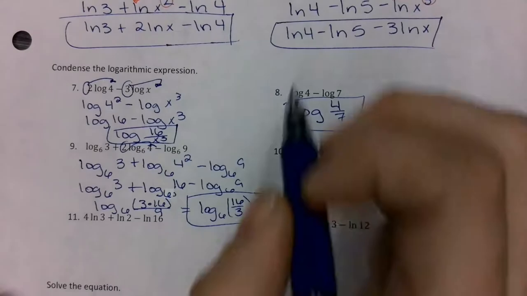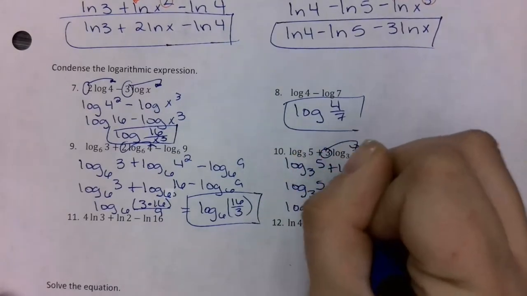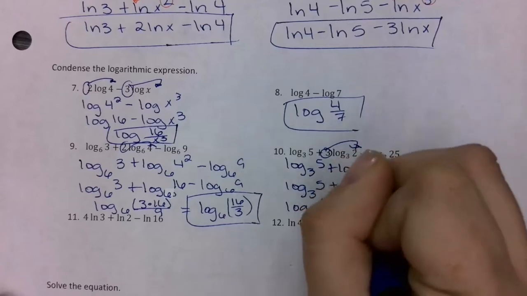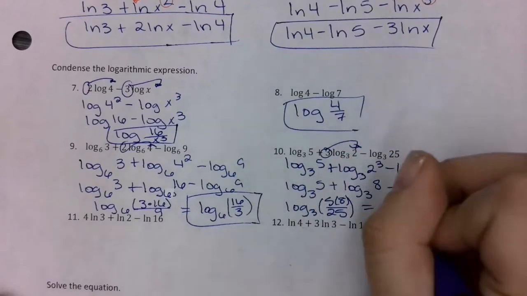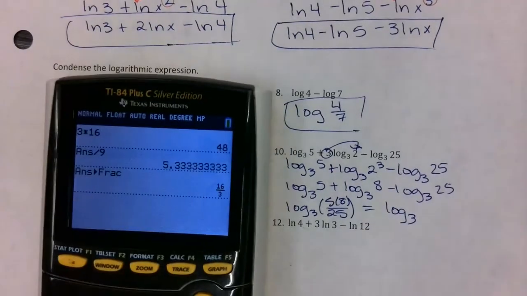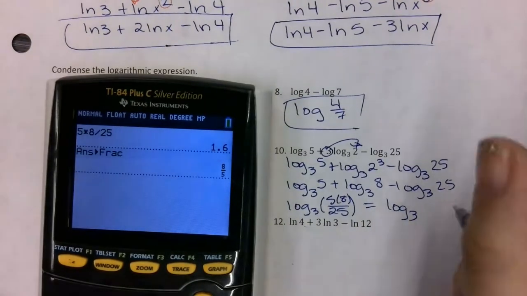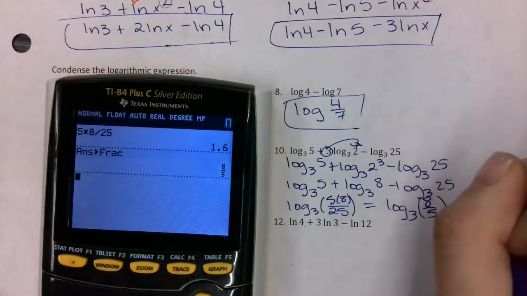Then I want to rewrite, so I have log base 3, 5 times 8 over 25. I want to simplify this in the calculator. Turn it back into a fraction. I get 8/5.